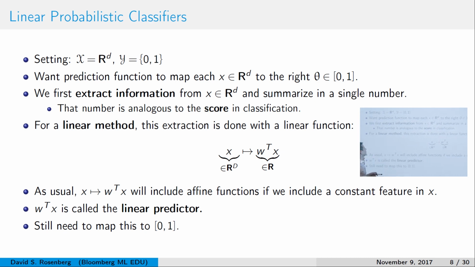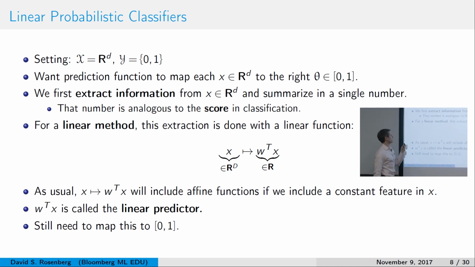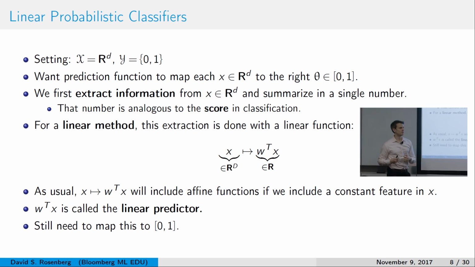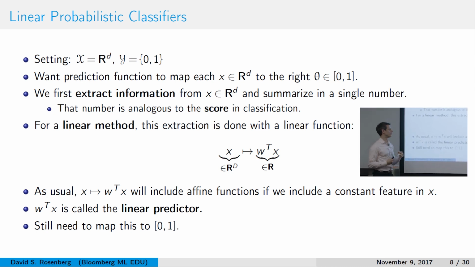All right. So we do this in 2 steps in this linear method. In the first step, we are extracting information from x and summarizing it in a single number. And that extraction is a linear mapping. So that's why this is called a linear method.